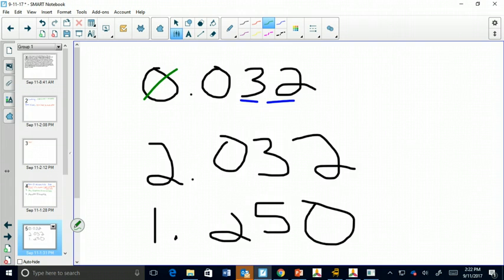Okay, how about this one? Is it to the right of the decimal place? It is, so that meets criteria 1. But is it the final number? Is it on the very end of the number? It's not. So that's not significant either. So that means when I write this, I just write 32, right?